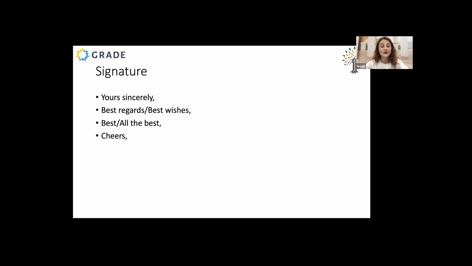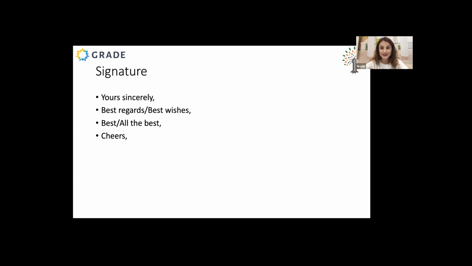Signatures. Very often, that's a question. What is the difference between yours sincerely and best regards? Yours sincerely is when you do not know a person and when you are writing a very formal email, like an inquiry into a bank or something very formal to the government. That's not when you know a person, that's when you don't, and it's very formal. Best regards, still formal. Best, all the best, and then cheers.